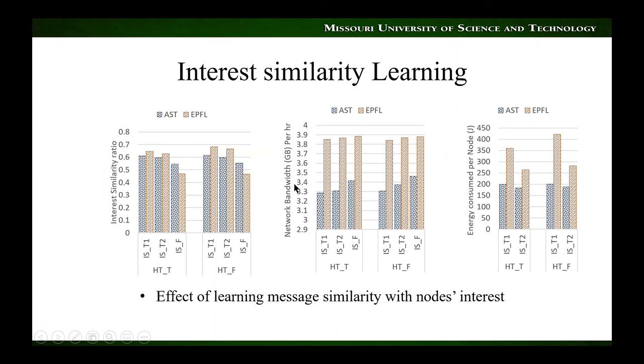Then we also saw that network bandwidth usage is less in our method because as nodes can satisfy their interest, they are involved in a smaller number of message transfers and receiving. However, energy consumption is more in our method because it is always learning and this consumes energy.